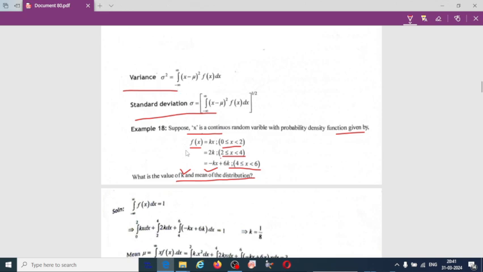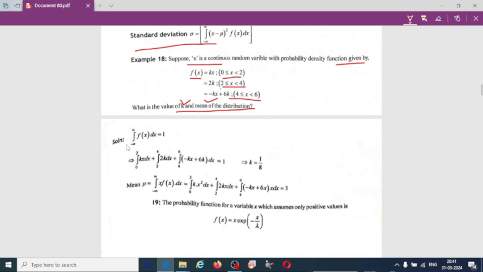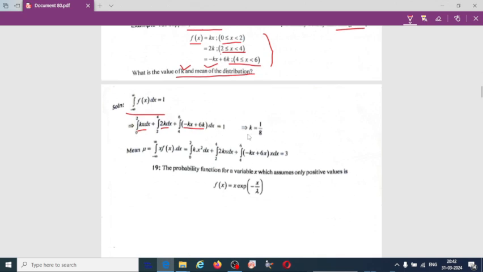So the formula to calculate mean is mu. First we should write the continuous distribution condition, integral of f of x dx equal to 1. Here they have given three conditions for different limits: 0 to 2, 2 to 4, 4 to 6. So f of x is kx for 0 to 2, then 2k, and another one. If we integrate with respect to dx, we are going to get k equal to 1 divided by 8.